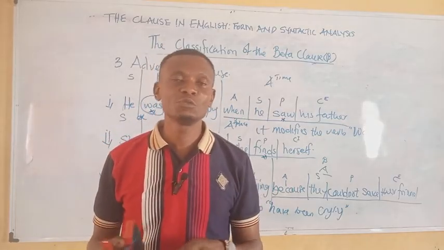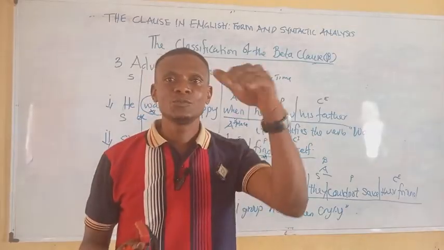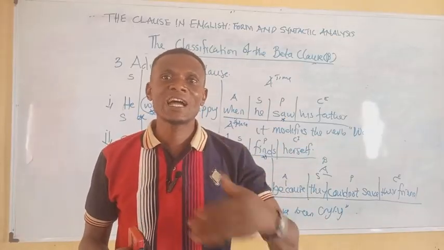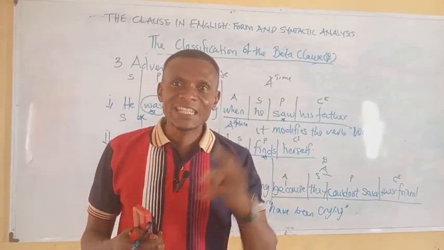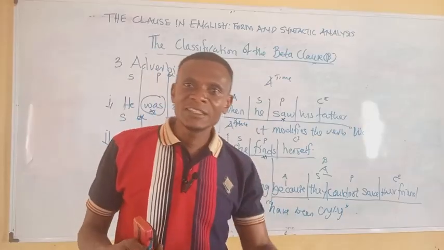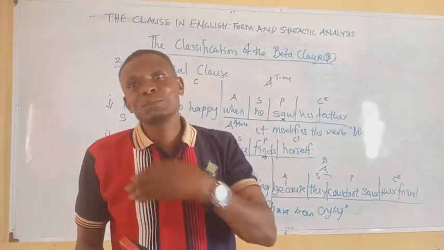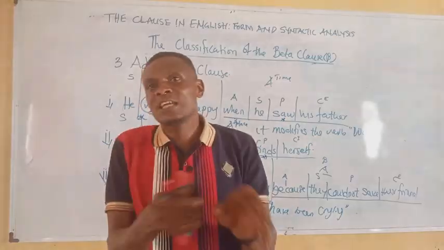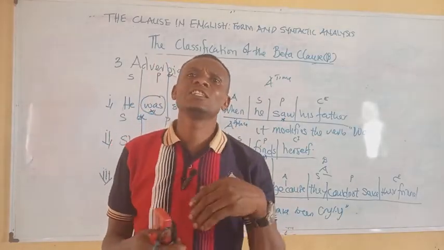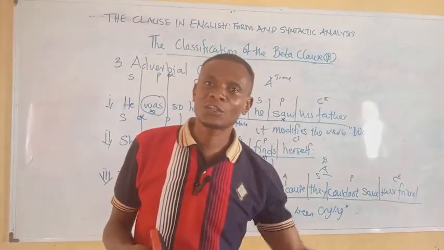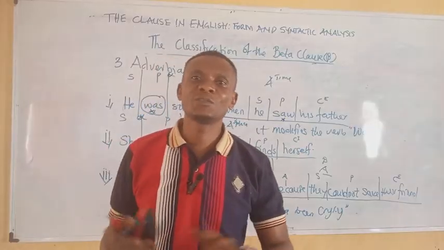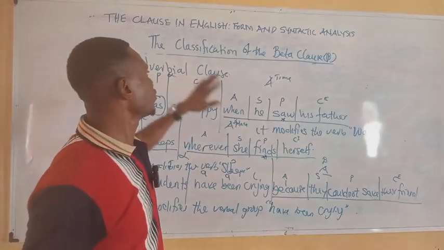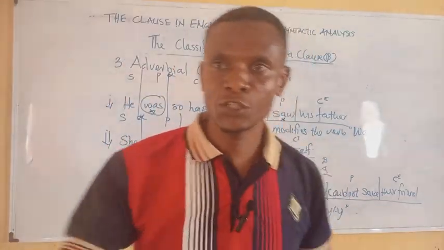Adverbial clause is actually used to modify the verb used in a sentence. So it tells us how an action is being performed, when that same action is being performed, the place where the action is performed, the time the action is performed, and the manner, how the action is performed. Then it also talks about the consecution of the action performed in a sentence. These are what we refer to as the classification of beta clause under the functional classification.